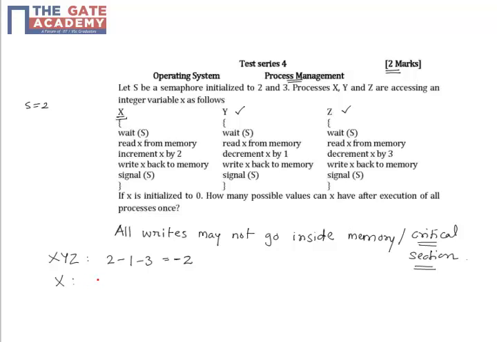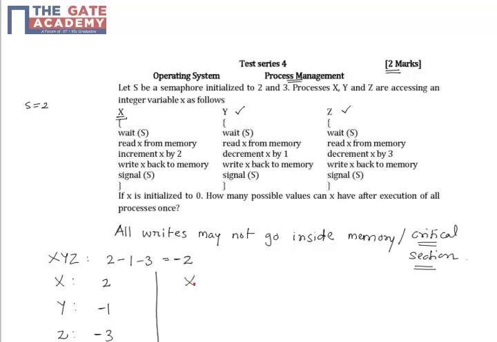That means the final write which will go into the memory will be done by process X. So if only one write goes, which is done by X, the value of X will be 2. Similarly, if only one write goes which is written by Y, then the value of X will be -1. Similarly, if only one write goes into the memory which is performed by process Z, then the value of X will be -3.